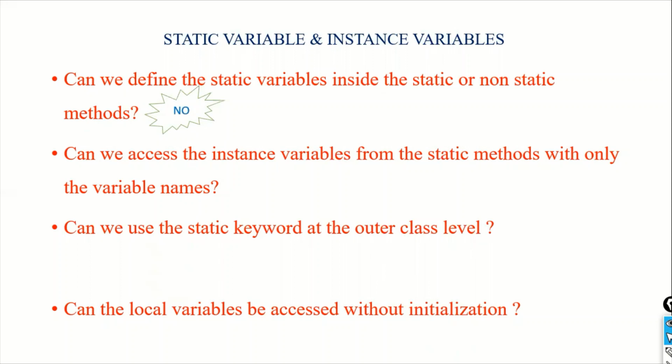Can we access the instance variables from the static methods or static context with only the variable names? How should we access the instance variables from the static context? All the instance variables should be accessed with the help of objects only. No, they cannot be accessed directly. Can we use the static keyword at the outer class level? No, the static keyword cannot be used at the outer class level. It can be used only at the inner class level.